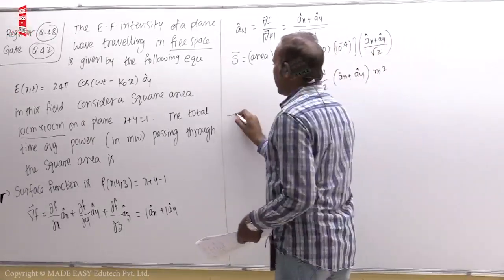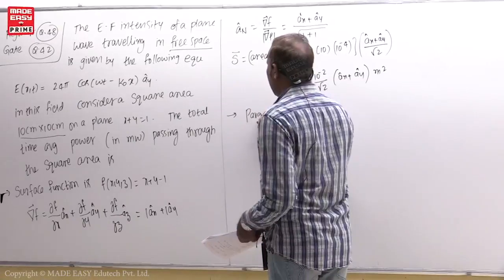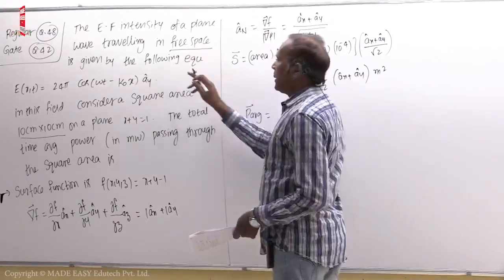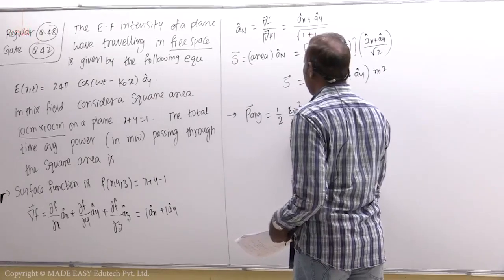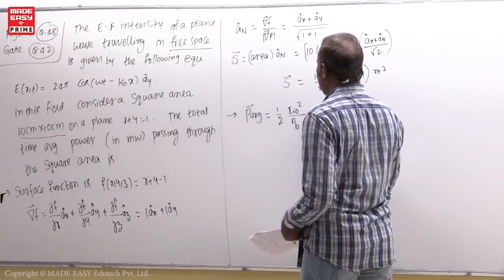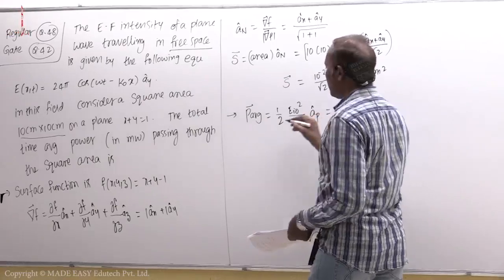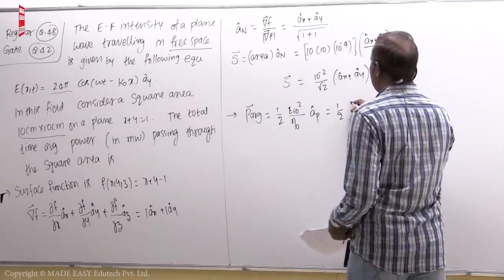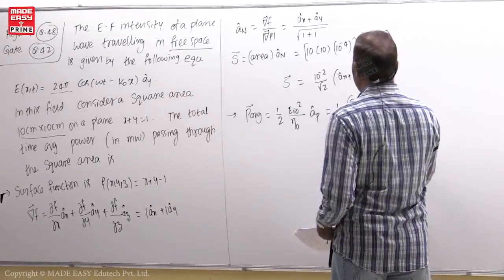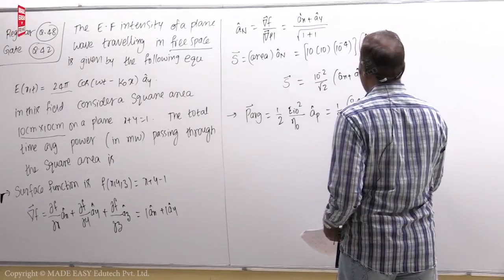Next, the average Poynting vector in free space, given electric field, is half into a0 square divided by eta naught, along the unit vector in the power flow direction. Half into a0 is 24 pi, so 24 pi square divided by 120 pi.